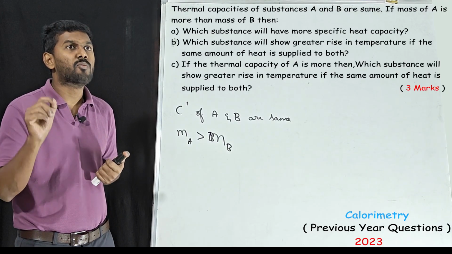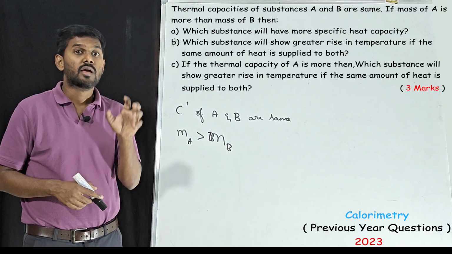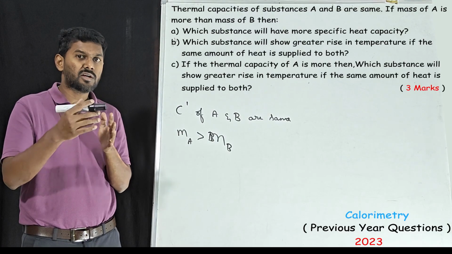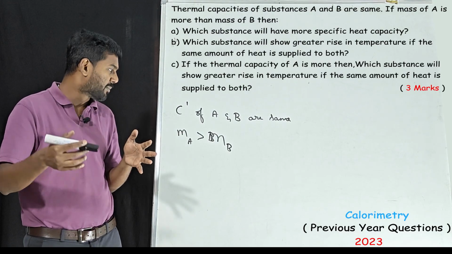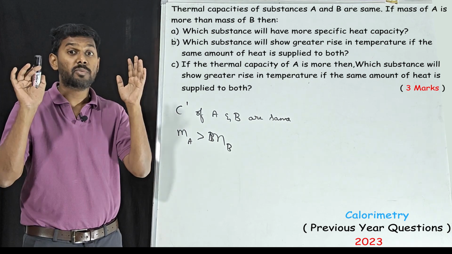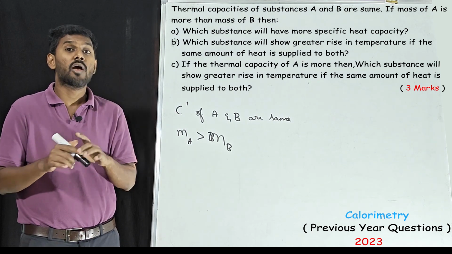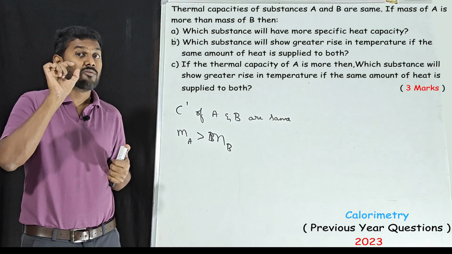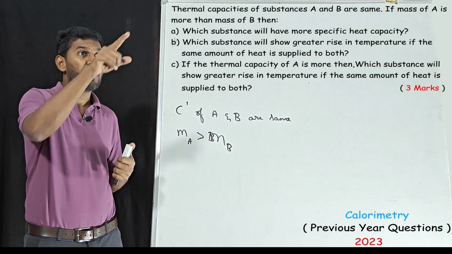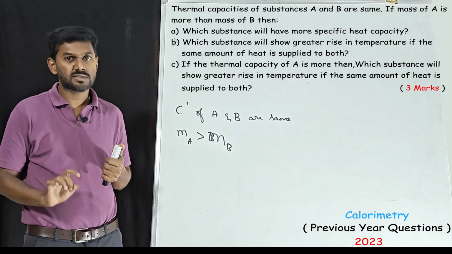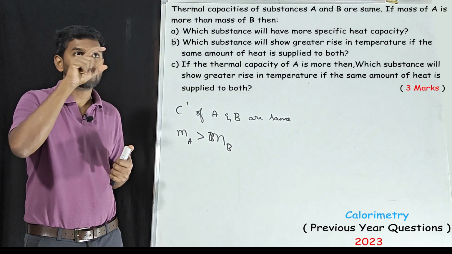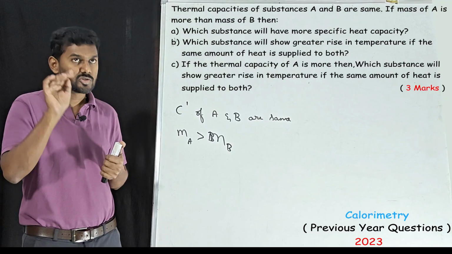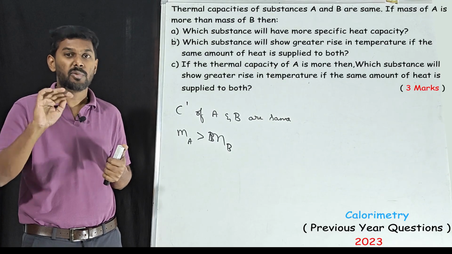Which substance will have more specific heat capacity? See, before answering this question, first understand this one. When will the specific heat capacity of two objects be the same? When both are the same material. When both are the same material, then specific heat capacity is the same, correct? But here in the question it is never mentioned that both are made of the same material, so specific heat capacity will be different.